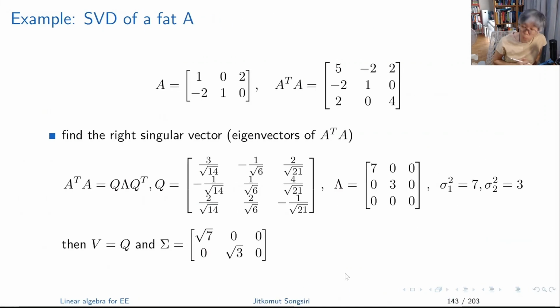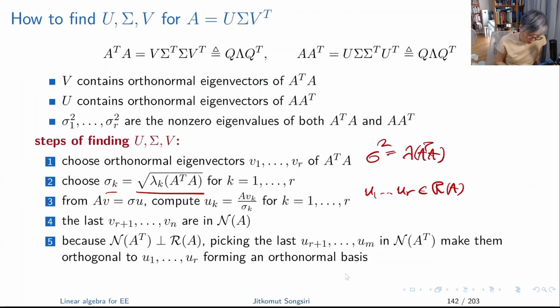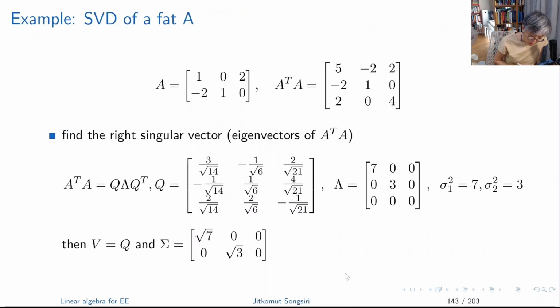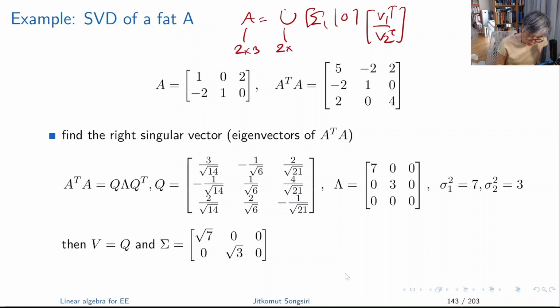Why don't we go over an example? I'm going to explain all these steps again with the example. Here is a given matrix A in a fat case. We expect something like U times sigma 1 and 0, times V1 transpose and V2 transpose. A is 2 by 3, so U is 2 by 2, sigma is 2 by 3, and V transpose is 3 by 3. This is what we expect from the procedure.